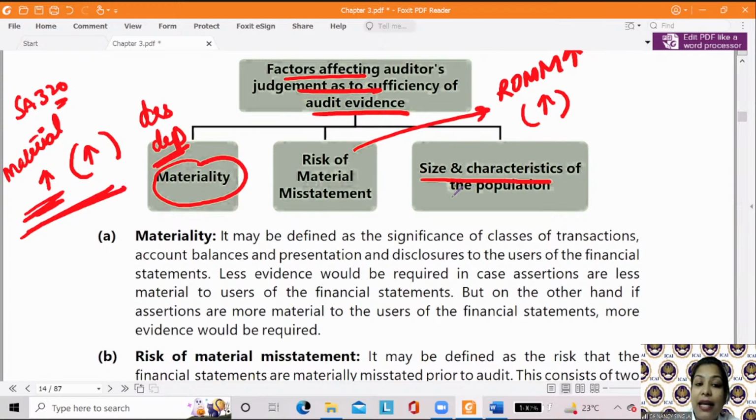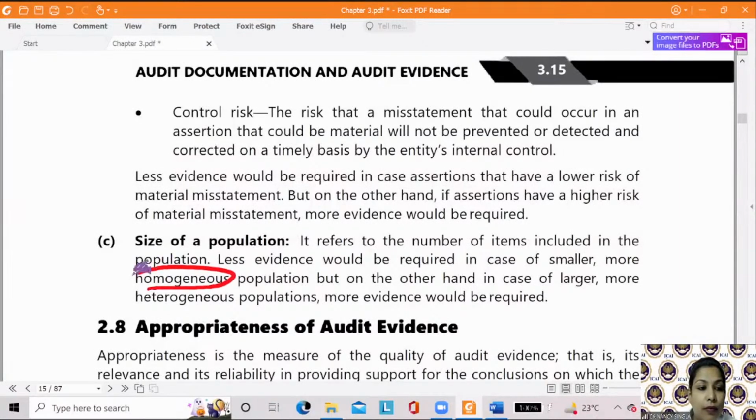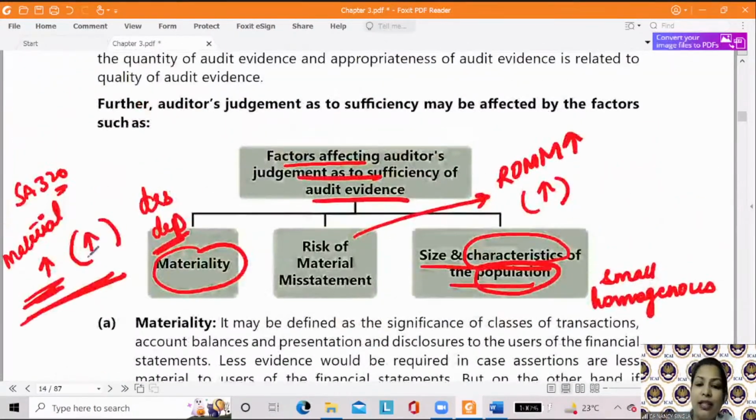See, size and characteristics of population. So if the population is small, population is what? The items that are to be tested. Okay? And characteristics, that is, it is small and also similar, homogeneous. Homogeneous is what? Similar. If it is a small population, let's say you have 100 debtors, and all balances are around 50,000. Small population, homogeneous, that is similar. So you may collect the audit evidence on a sample basis because these are all similar. Clear?